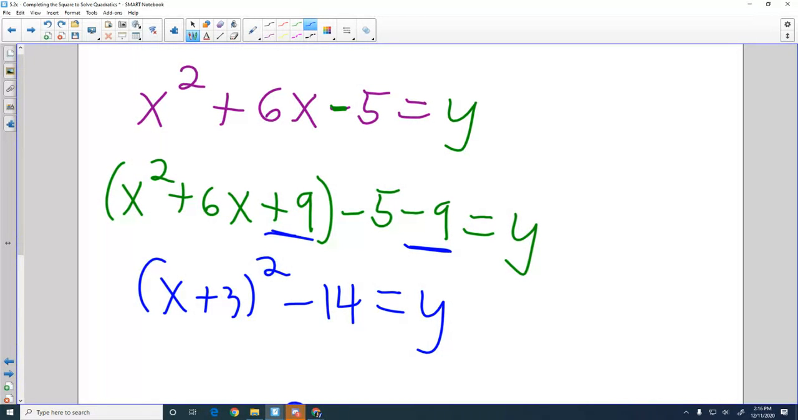But I think that's still very confusing for students to be like, oh, I'm adding 9 inside the parentheses that weren't there and outside the parentheses. But if you do that, it works out a lot nicer. You know, I've got my vertex at negative 3, negative 14, and a is 1. Boom, let's graph it. So 2 steps. You're welcome.